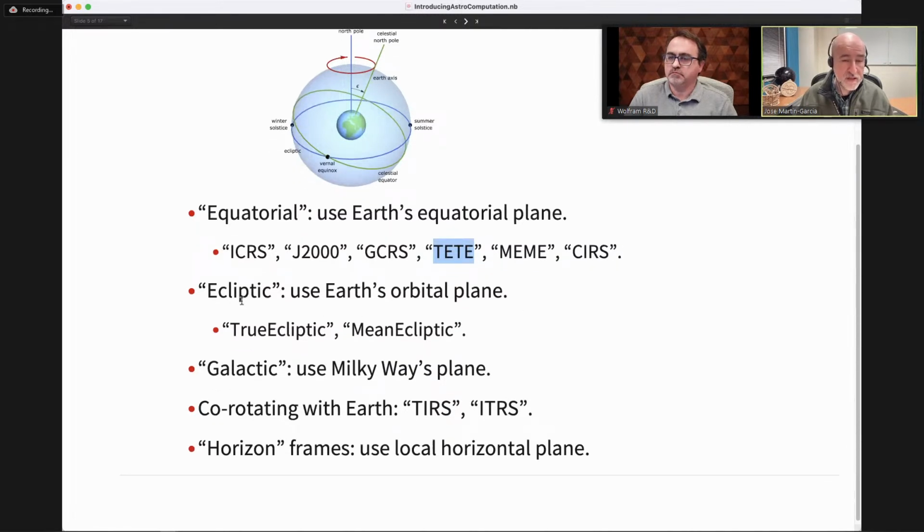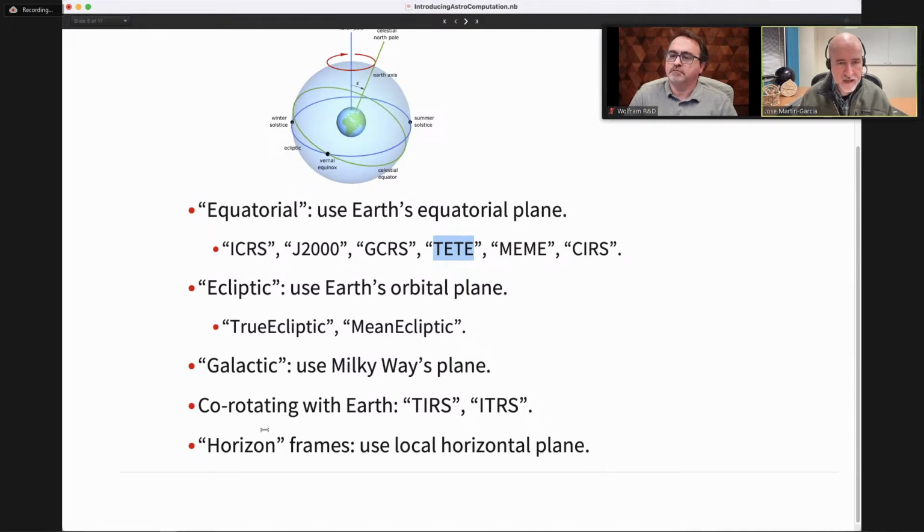We have ecliptic frames too, associated to the ecliptic plane, again, using the true equinox or using the mean equinox, the galactic plane. Some frames are co-rotating with the Earth. This is the terrestrial intermediate reference system. This is the international terrestrial reference system. There is a small difference between them, but we can handle that. And then, of course, we have finally the horizon frames, in which we can also handle things like refraction.